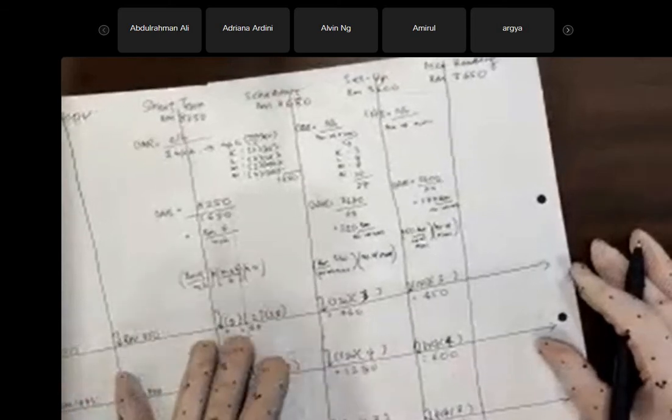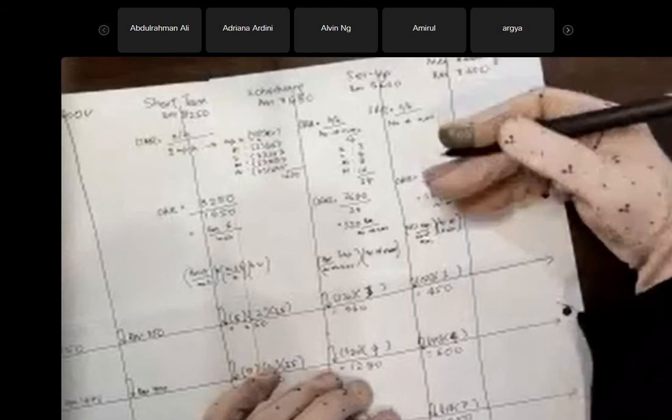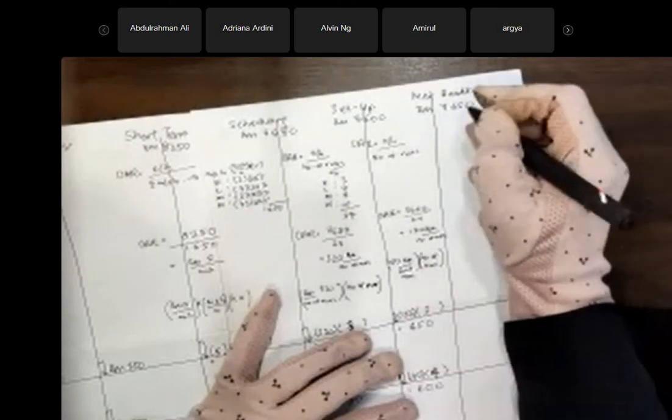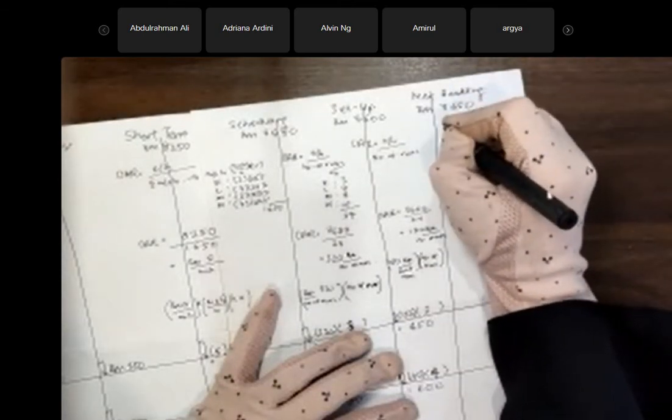But it takes time to finish all the calculation. So just imagine if it is in your test, your exam, you have to make it faster. You have to be efficient when you calculate them, otherwise you cannot finish all the calculation.